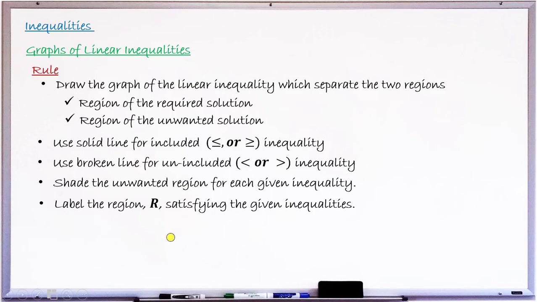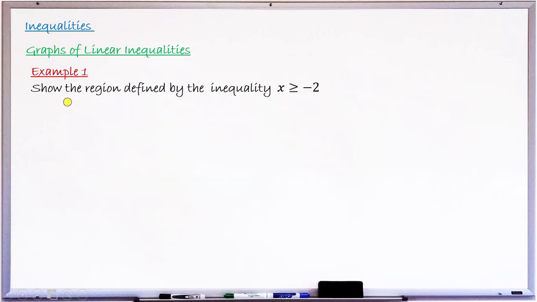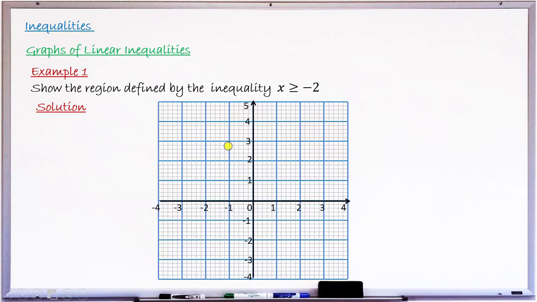So let's move on. Example number 1 says show the region defined by the inequality, that is the region satisfying the solution of this inequality, x greater than or equal to -2. So for the solution to this problem, we always draw this inequality on a graph paper, not on a plain sheet. So you now have your graph paper like this, which you number with x and y axes like this. What this inequality says is x greater than or equal to -2.